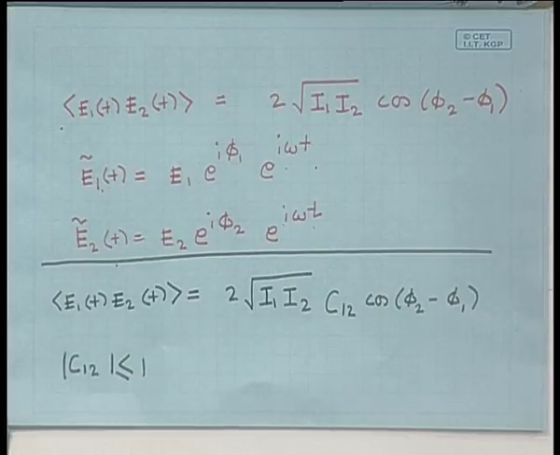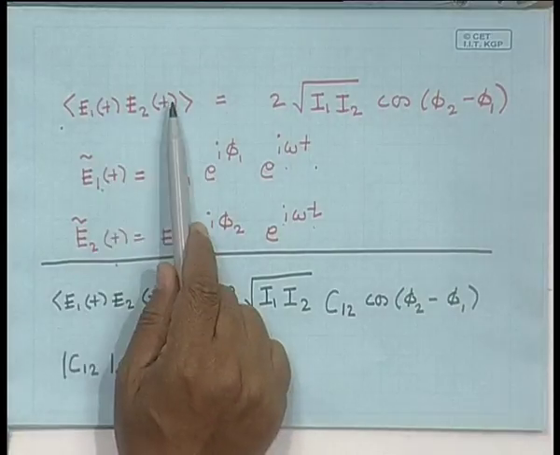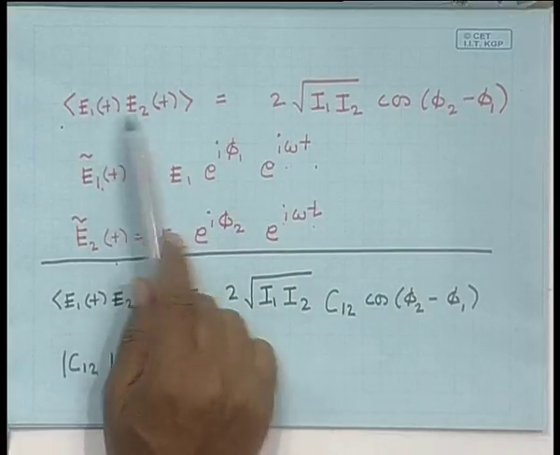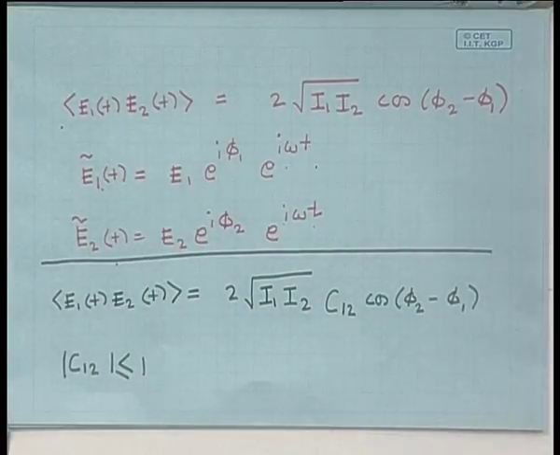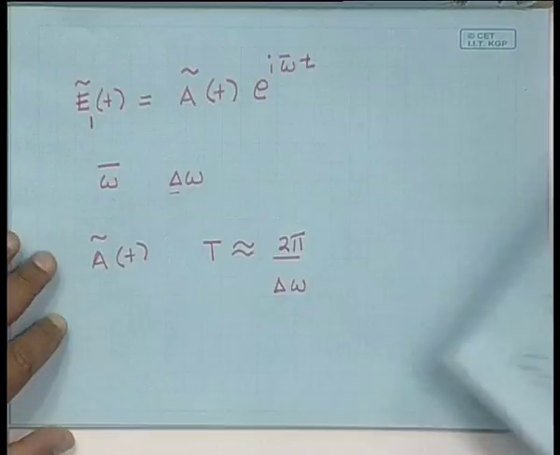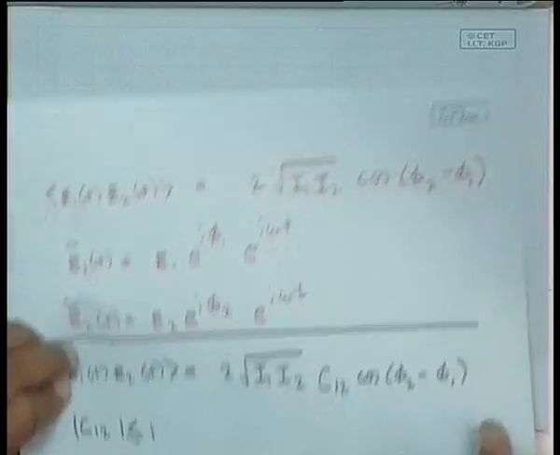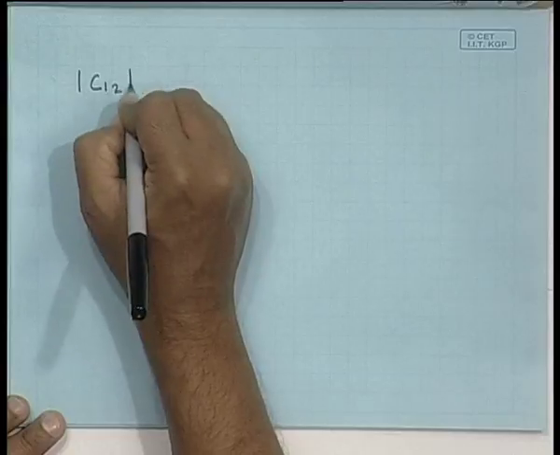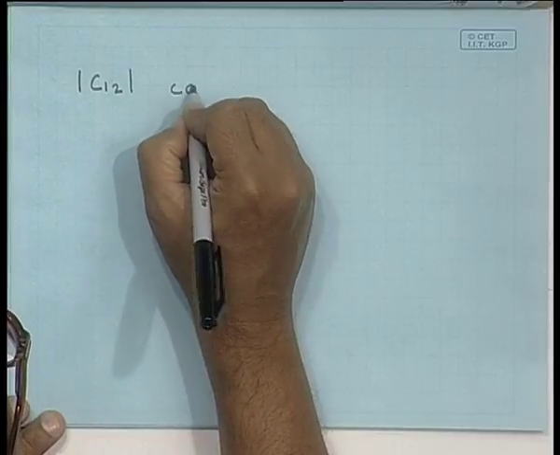We have already seen that by definition C12 has a value 1 when E1 and E2 are monochromatic, that is, they have only a single frequency which is exactly the same for both of them. Okay. So, this number C12 we shall call the degree of coherence or the coefficient of coherence. So, we shall refer to this as the coefficient of coherence or the degree of coherence or just the coherence. Okay.